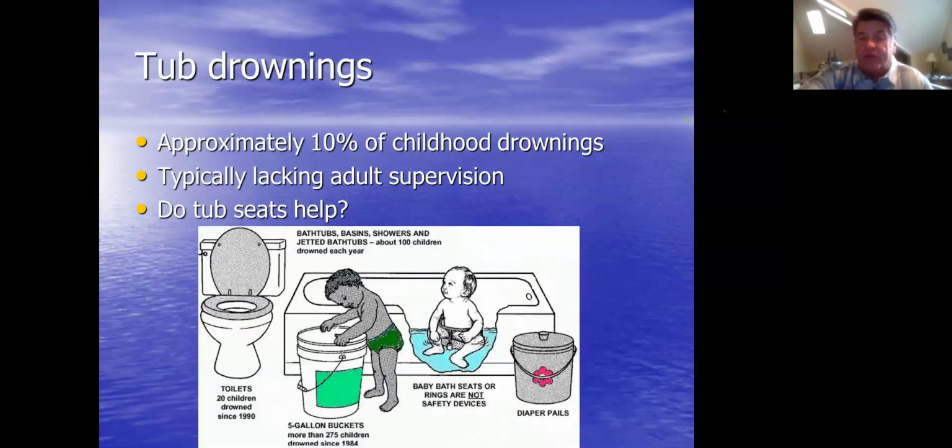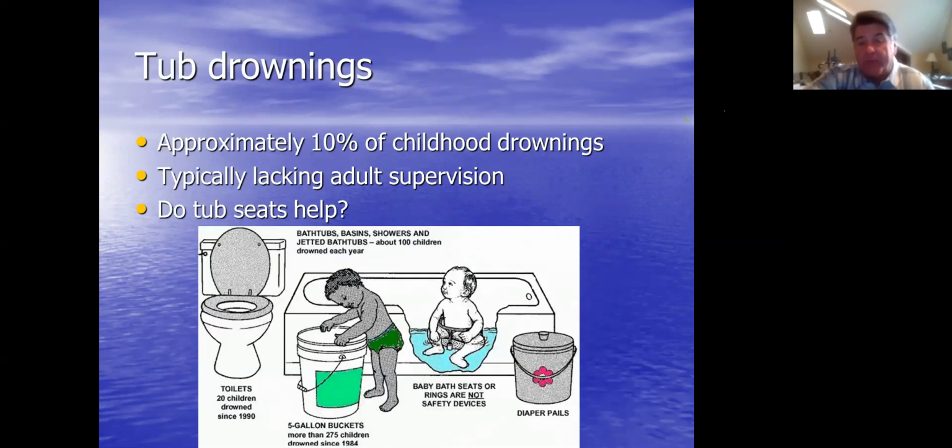Tub drownings are also tragic. Approximately 10% of childhood drownings occur from the tub. Other sources of drowning for children are toilets, the 5-gallon buckets that we already talked about, bathtub, and diaper pails. Typically what happens is there is a lack of adult supervision. That's why I said that this is one of the most preventable deaths.